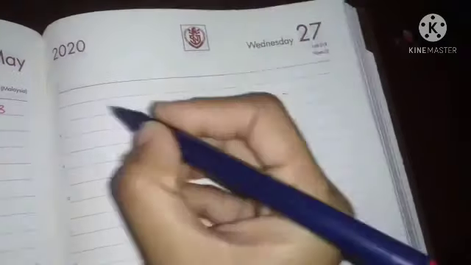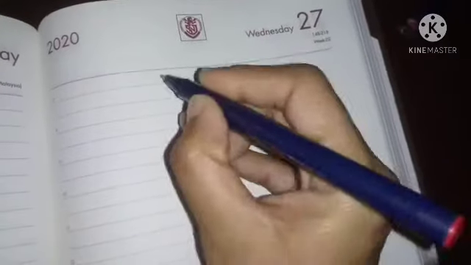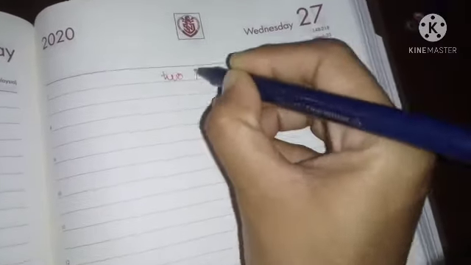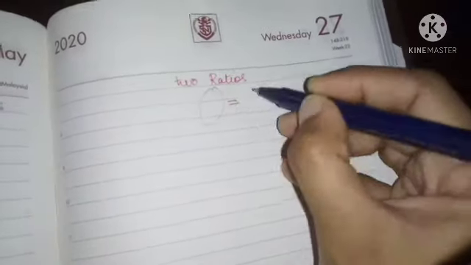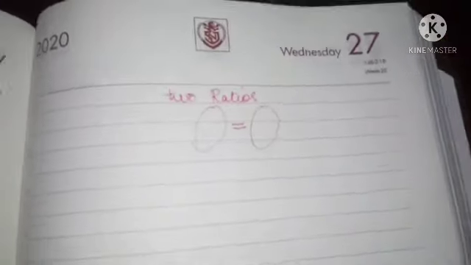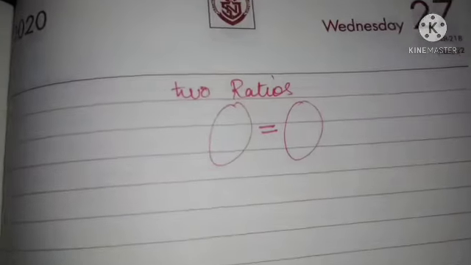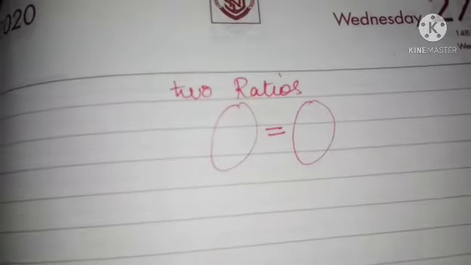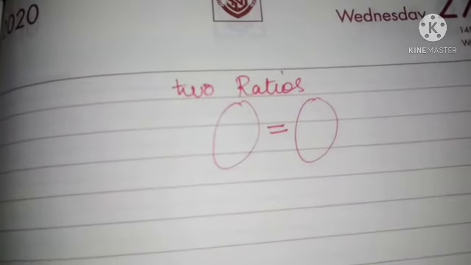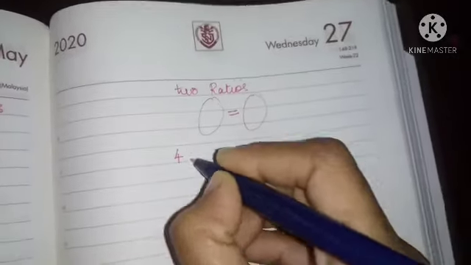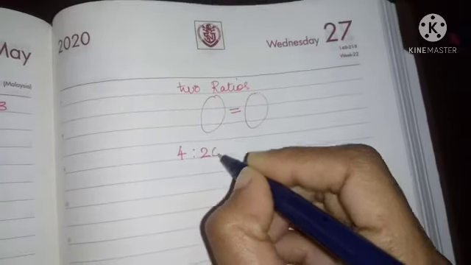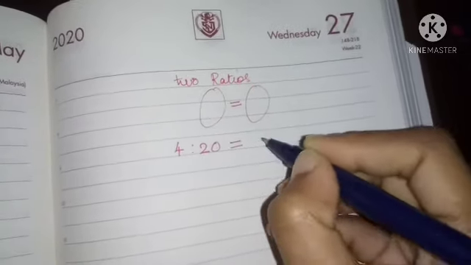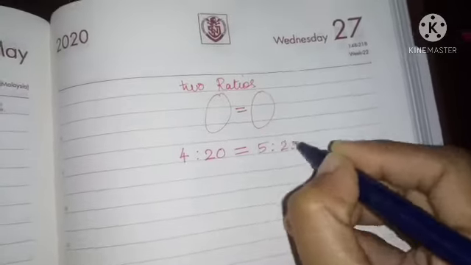Proportion means what? When two ratios are given and the two ratios are equal, we say that these two ratios are in proportion. So actually, how will we write it? 4 is to 20 is equal to 5 is to 25.